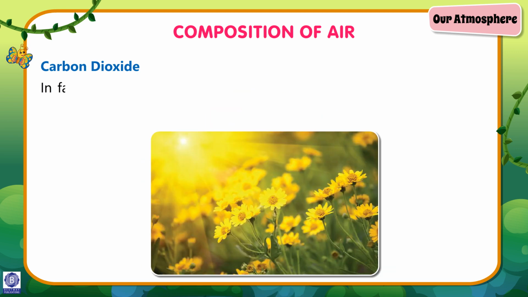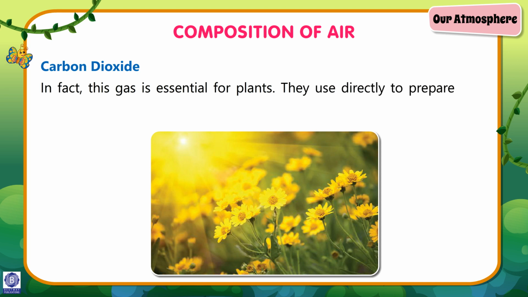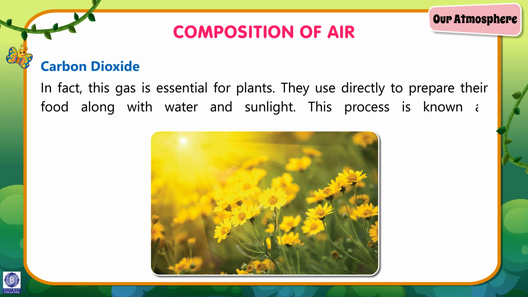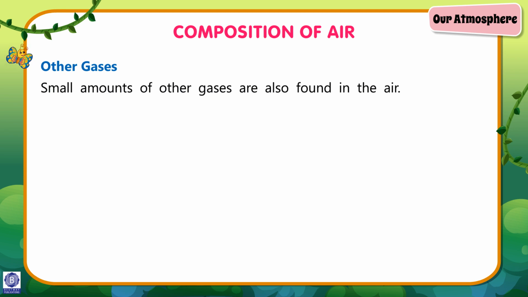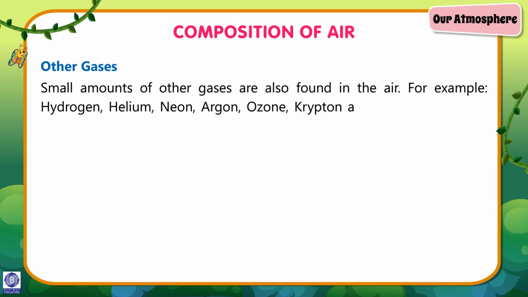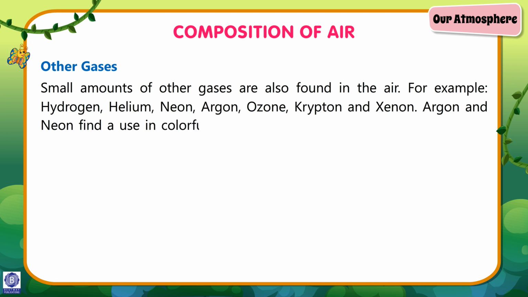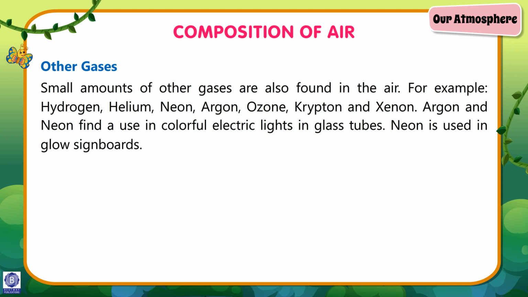Carbon dioxide. In fact, this gas is essential for plants. They use it directly to prepare their food along with water and sunlight. This process is known as photosynthesis. Other gases. Small amounts of other gases are also found in the air. For example, hydrogen, helium, neon, argon, ozone, krypton, and xenon. Argon and neon find a use in colorful electric lights in glass tubes. Neon is used in glow signboards.